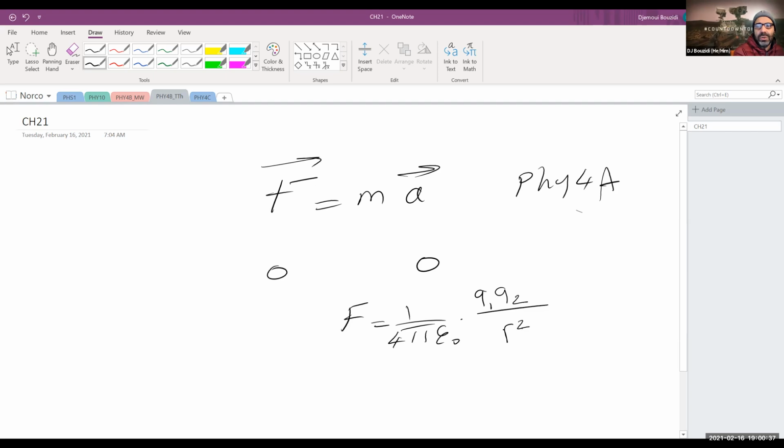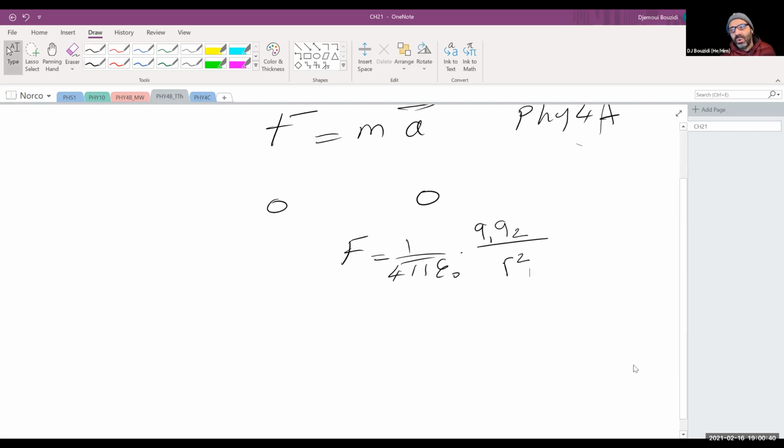the force between the two charges is proportional to the charges themselves and inversely proportional to the distance squared. This is known as Coulomb's law.